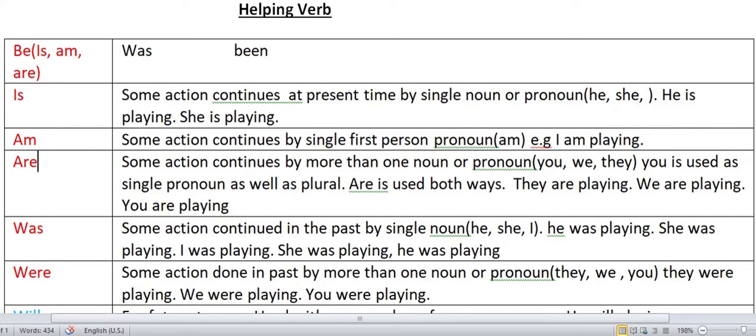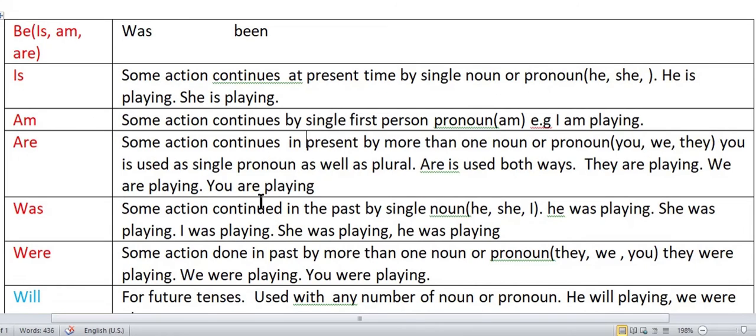We move to the next one. This is are. It's used when an action continues in the present by more than one noun or pronoun. For a single noun or pronoun we use is, and for the plural we use are, like you, we, they. The word you is used for both singular and plural, so we use are with both singular you and the plural ones. For example, they are playing, we are playing, and you are playing. So be is the first form and it has different kinds: is and are.